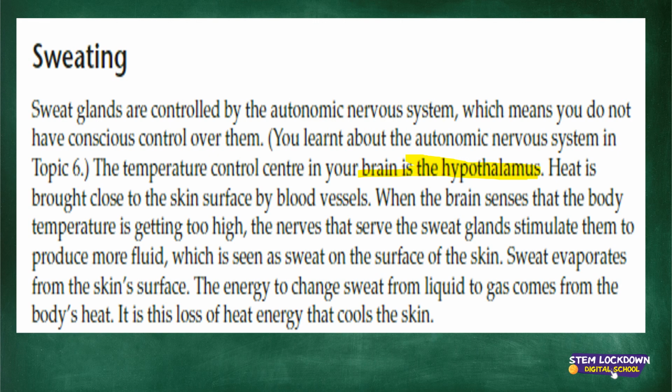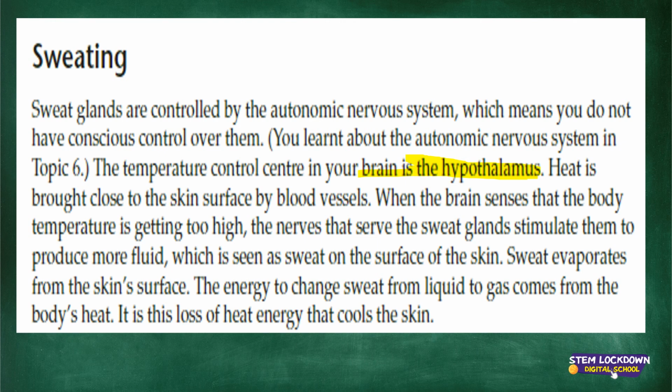Heat is brought close to the skin surface by the blood vessels. So the blood vessels will move the heat closer to the surface. And then when the brain senses that the body temperature is getting too high, the nerves that serve the sweat glands stimulate them to produce more fluid, which is then seen as sweat on the surface of the skin. The sweat will evaporate from the skin's surface thereafter. The energy to change sweat from liquid to gas comes from the body's heat. It is this loss of heat energy that cools the skin.